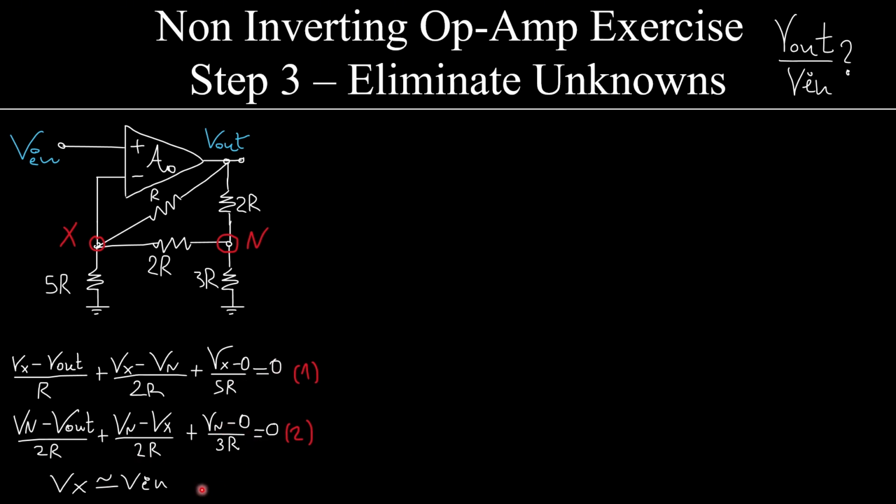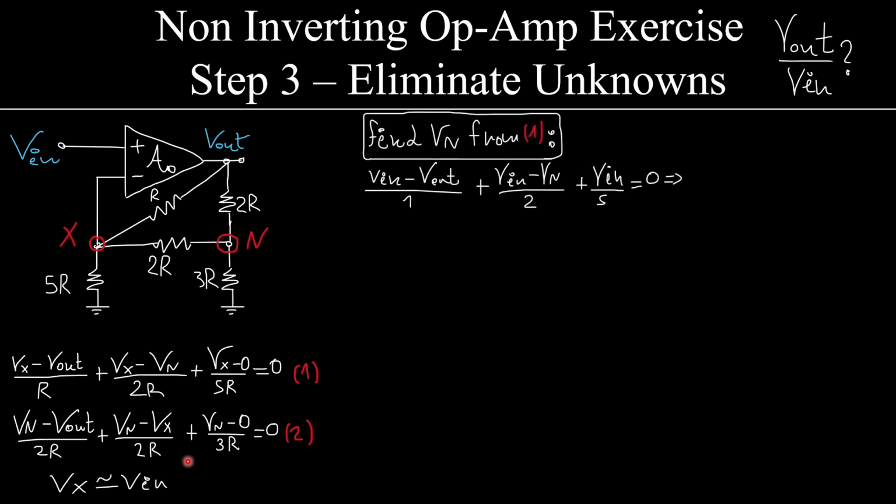Step number 3, as you guessed it, is to eliminate the unknowns of my system over here. So I know that Vx is equal to Vin, all right? Therefore, I now have to find Vn. Now I go to equation number 1. I perform the basic algebraic operations here.